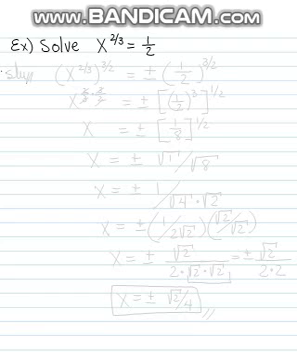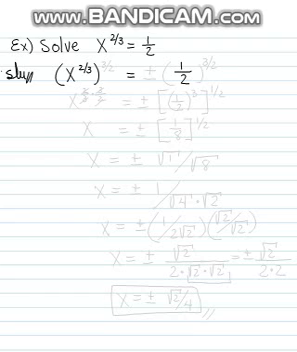Solve x to the 2/3 power equals 1/2. Okay, we want to get x by itself, so we're going to have to do something to x to the 2/3 in order to get just x. And whatever we do, we're going to do it to the other side too. So just think about it. What do you need to do to get that to be x to the first?